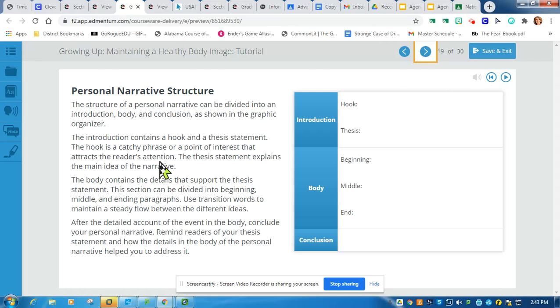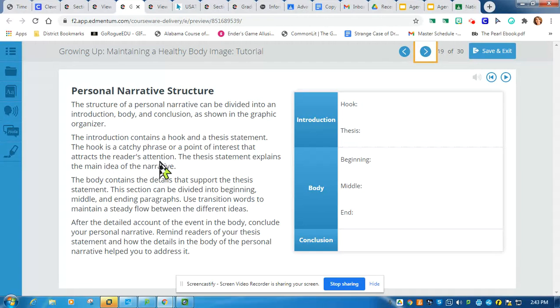The structure of the narrative can be divided into an intro, a body, and a conclusion. In your intro for the narrative, it's going to contain your hook or your thesis statement. The hook is catchy or a point of interest that attracts the reader's attention. That's going to be your first sentence. The thesis statement is going to come at the end of that first paragraph. And it's going to be stating the purpose or the main idea of what you're writing about. Okay. The body of your personal narrative is going to contain all the details.